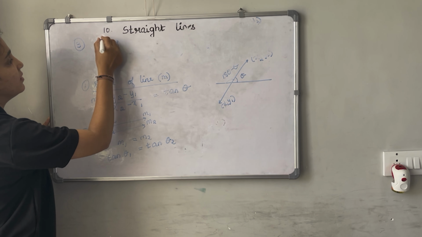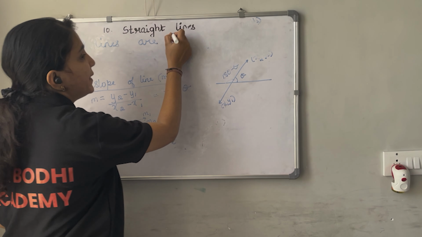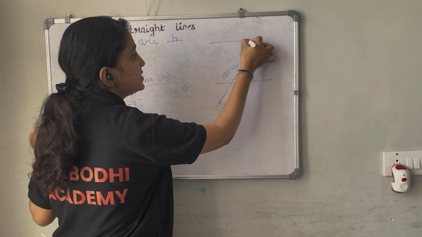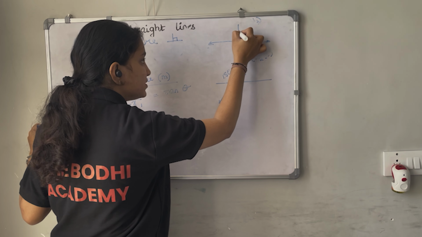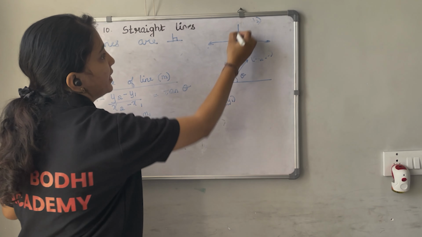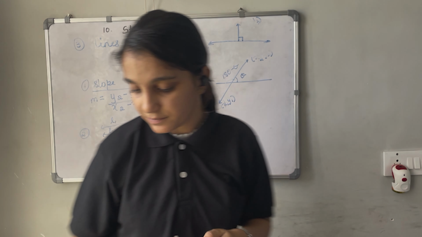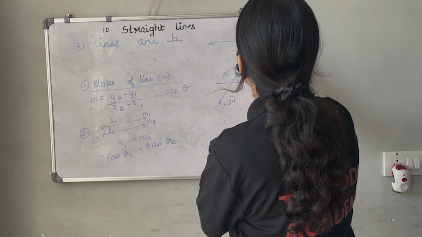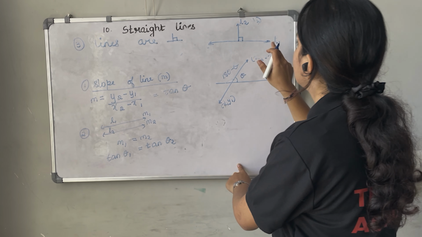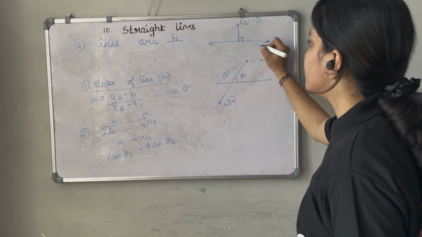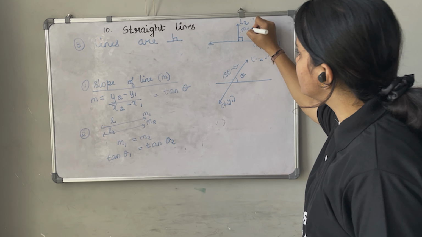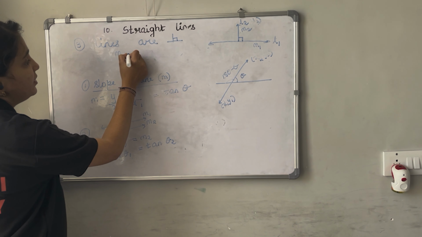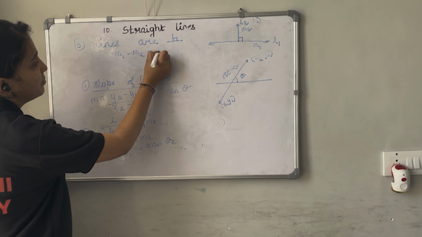Then the next one, perpendicular lines. When two lines are perpendicular, suppose this is one line and this is another line which is perpendicular to it. Suppose this line is L1 and this line is L2, the slope of L1 will be M1 and the slope of L2 will be M2. Then the equation is M1 into M2 is always minus 1.